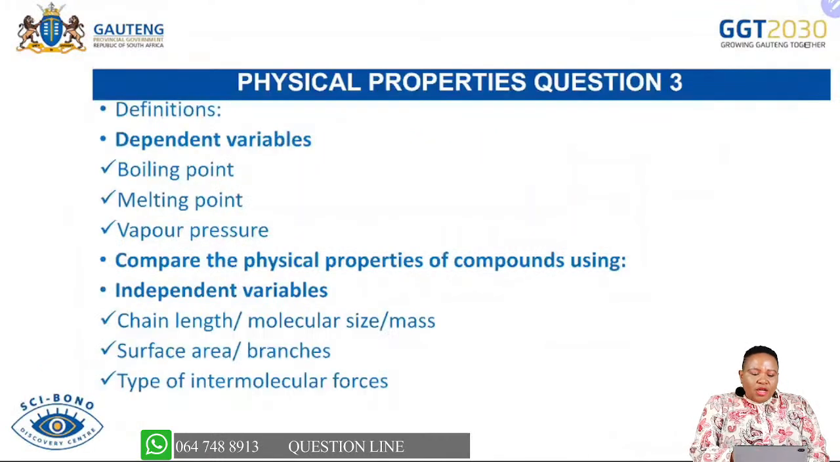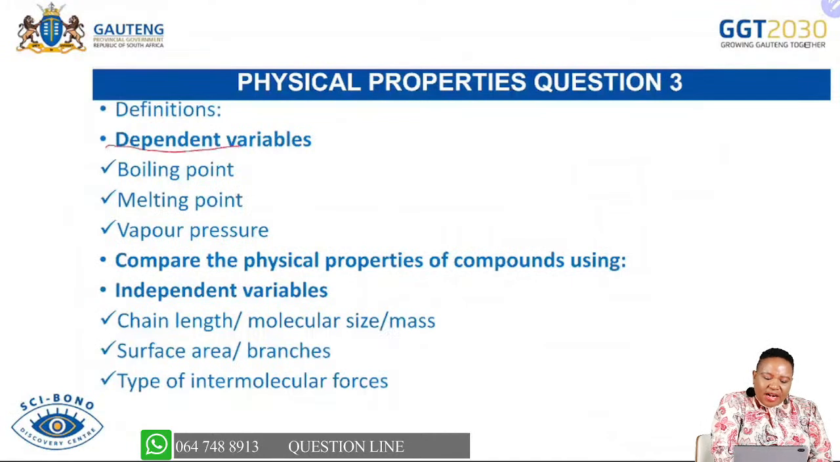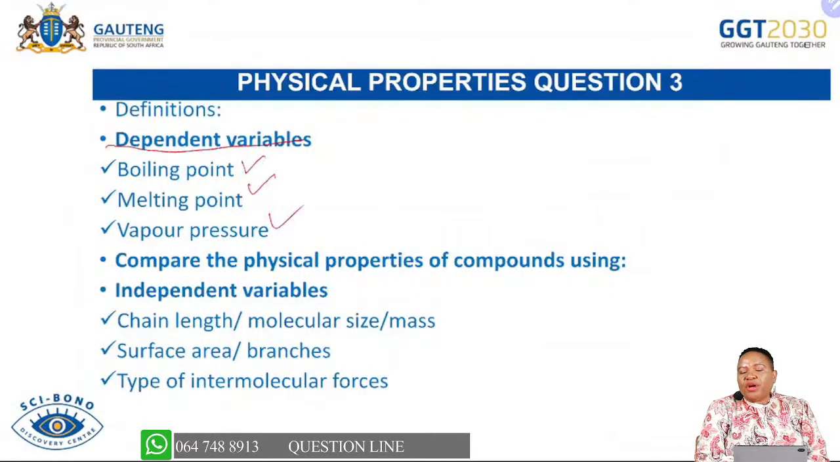Now, I stated our dependent variables under question number 3, they are our physical properties, that is boiling point, melting point, and vapor pressure. And what is our independent variable? What are we going to change in order to check the effect on the boiling point, the melting point or the vapor pressure? It is the chain length, the surface area, and the type of intermolecular forces.